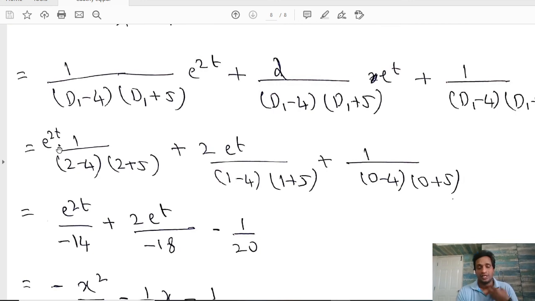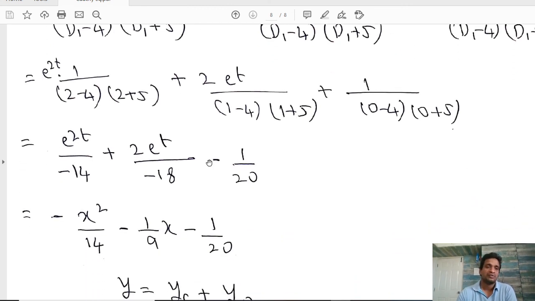So for e power 2t, instead of d1 I am substituting 2, as it is non-zero. So here 0 term won't come: (2 minus 4)(2 plus 5). Plus, here instead of d1 you have to substitute 1 for e power t: (1 minus 4)(1 plus 5). Here the constant term 1 I am writing as e power 0t. So the a value is 0. So I am substituting 0 instead of d1: (0 minus 4)(0 plus 5).